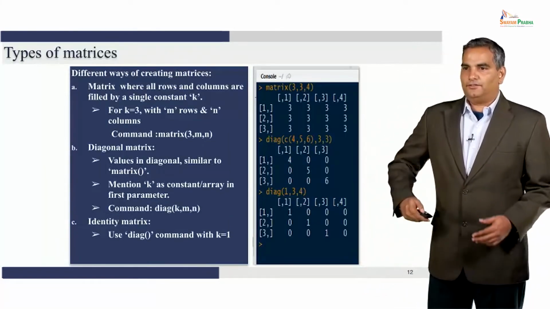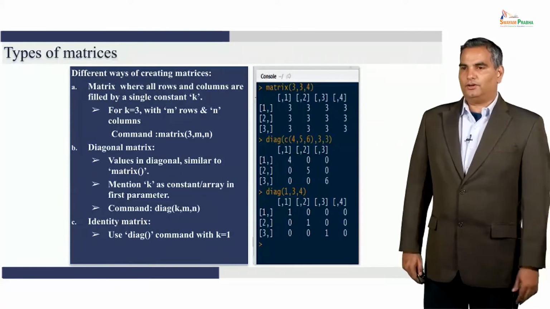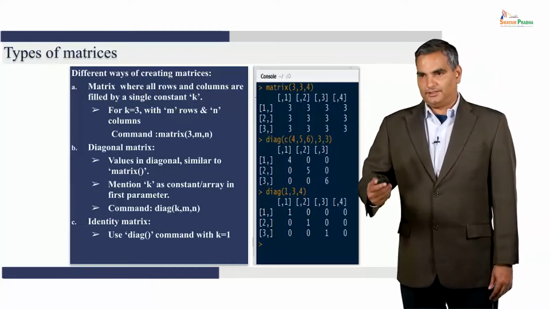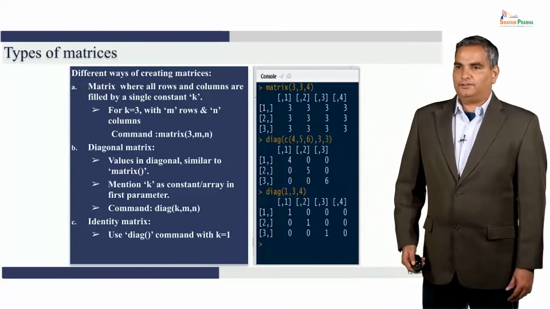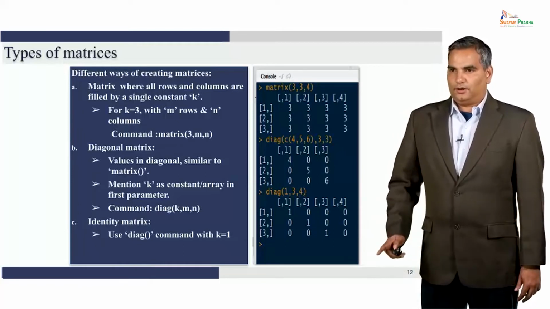Now, there are different ways of constructing some special matrices. For example, if you wanted to construct a constant matrix, the first example is here. I have matrix 3, 3, 4. The last two elements are always for the row and column.